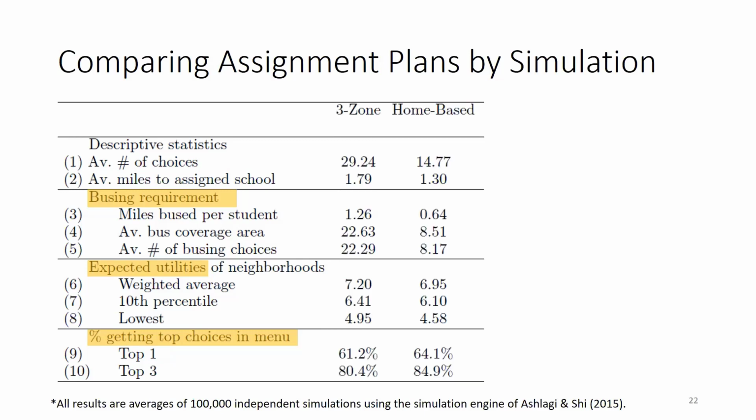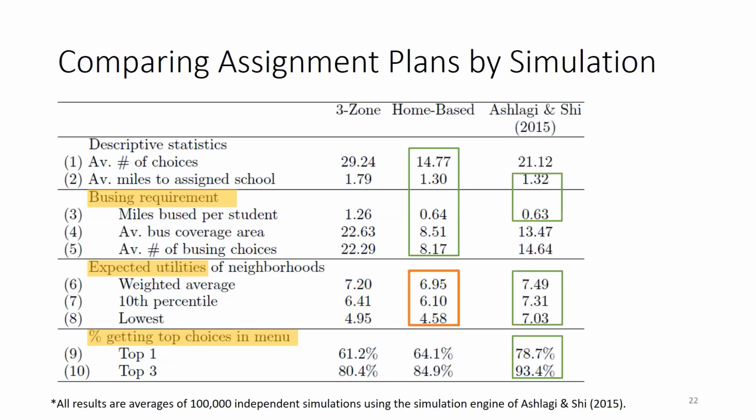Here's a comparison of the 3-zone plan and the home-based plan. We see that the home-based plan reduces the number of choices students have, which leads to a reduced busing requirement on the city. But this also reduces their expected utilities. In prior work, I used a simpler optimization framework to use the same miles bused per student as the home-based plan, but improve the expected utilities of students both on average as well as for those with the lowest expected utilities.